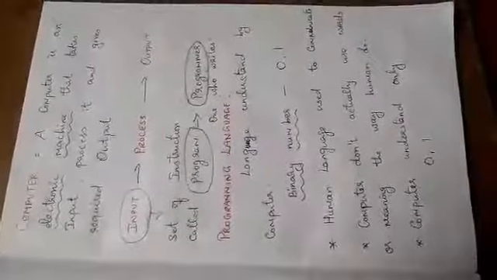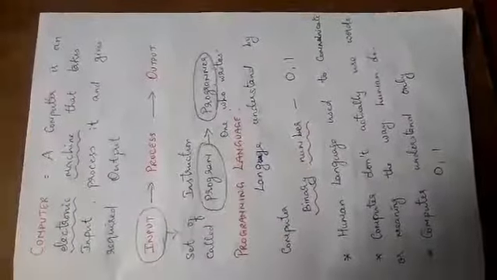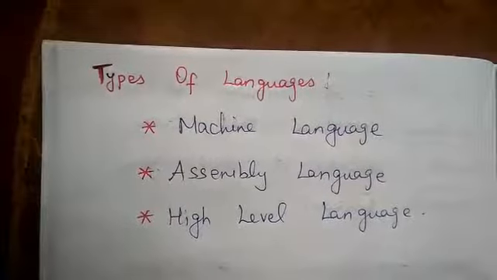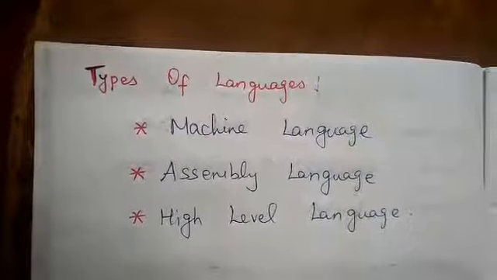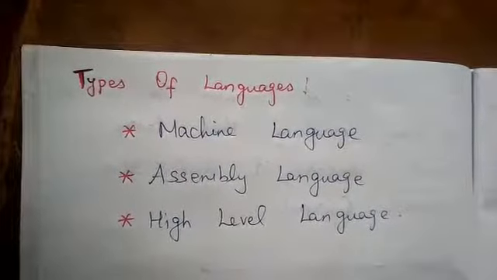It can understand only two numbers, 0 and 1. These two numbers are called binary numbers. Whatever instruction we give to computer has to be given in the form of zeros and 1. It will be understood by the computer and we'll get the required output. Now, types of languages. Languages are of three types: machine language, assembly language and high-level language. Programming language is nothing but language which is used to communicate with computer.